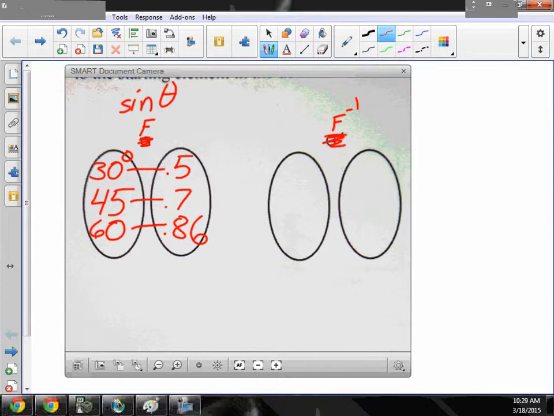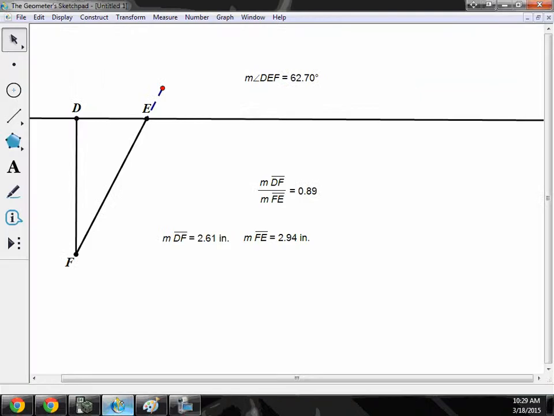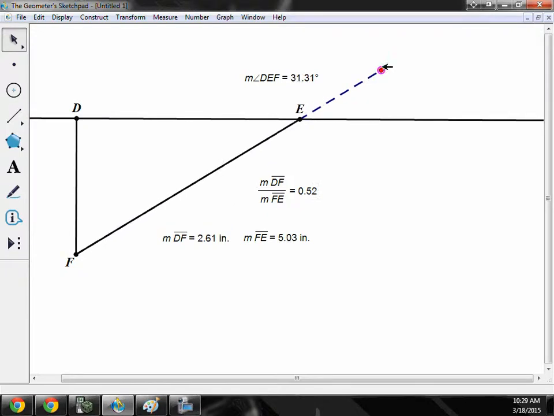So will the sine of 30 always give me 0.5? Yes. Can 0.5 only be created using 30 degrees? If you're doing the sine, the answer is yes. So this is 1-to-1. Every angle on the left side is matched to every percentage on the right side. Now let me show you how this works. So what I've done is built a diagram, and I can't exactly get 30, but I can get close.